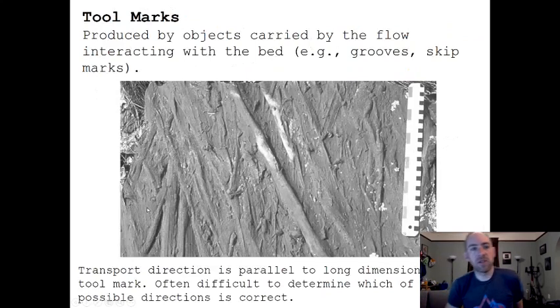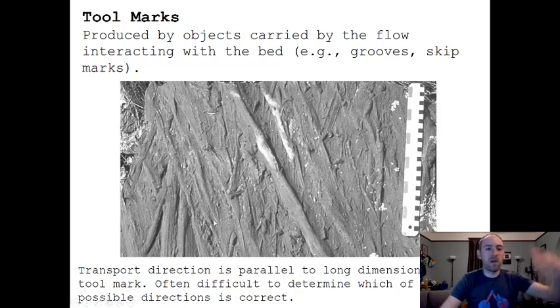The next version of this are called tool marks, which are produced by objects that are being carried by the flow that interact with the bed, and these can be grooves or skip marks, for example. These are grooves in this case, and it could have been a stick or a pebble or something like that, or a poor shrimp who got entrained, that is now rolling or sliding along the bed and cutting these marks.